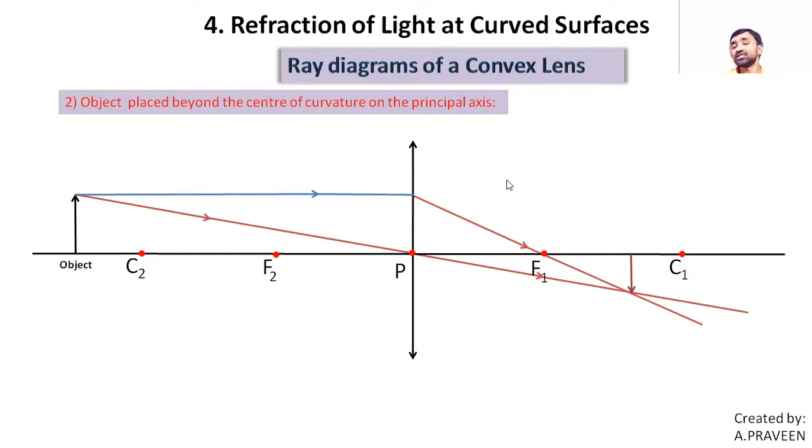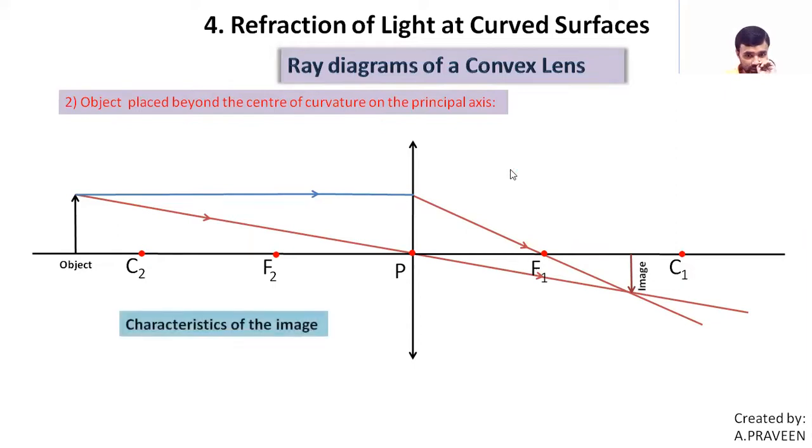So I got a converging point. What type of image will I get? Real image. So draw a perpendicular onto the principal axis. This is our image. Then go for the characteristics. Can anybody write the characteristics for this image diagram? Where is the object? Beyond the center of curvature. Where is the image? It is between F1 and C1.